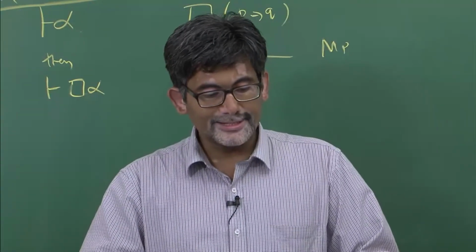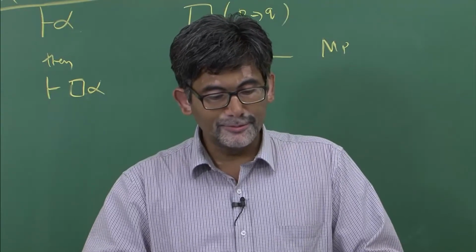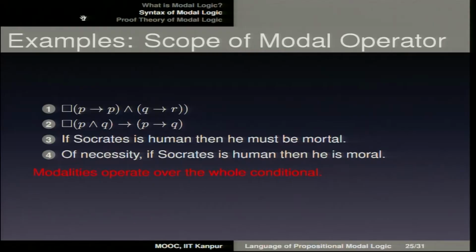So in this case, necessity of P implies P and Q implies R. In this case the necessity operator operates on the whole conditional. So that is P implies P and Q implies R, which is operated on by this necessity operator. Even in the second case it is like this, necessity of P and Q implies P and Q. So this necessity applies to P and Q.